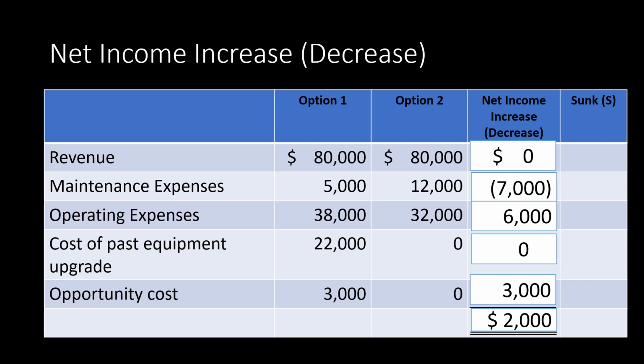So, the decision tool is to choose the alternative that maximizes net income. The decision is that Owen T Corporation can choose option 2. It will be more profitable than option 1. And also the cost of the past equipment upgrade is the sunk cost. It is identified as the capital S here.